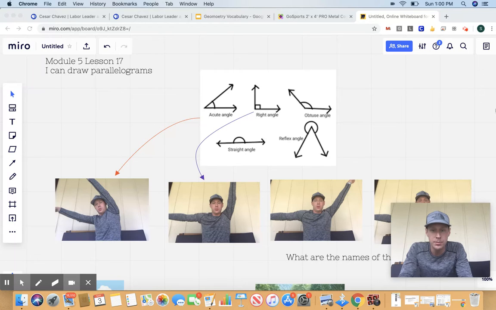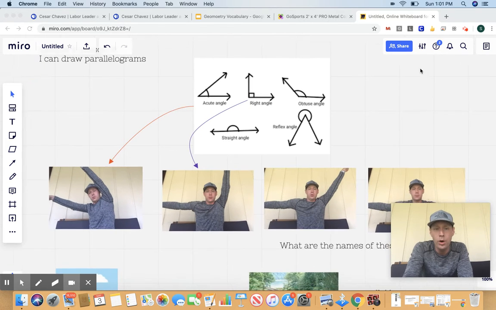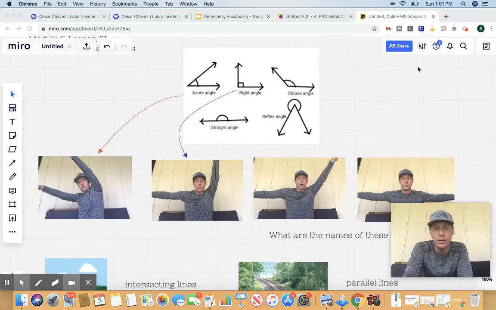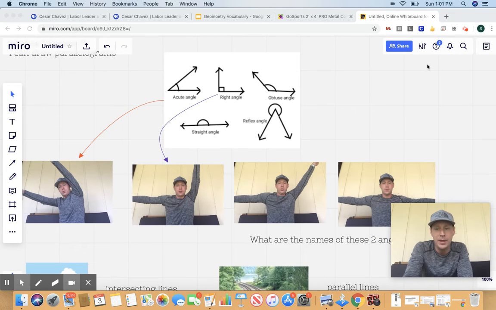There are a few terms that I think you ought to know. Some of them have to do with angles that you can actually show with your body. That's why you see 4 images of me right there making different angles. I have a picture of the angles up here that are labeled. An acute angle is a tiny little cute angle, and you need to say it like that so that you remember it too. A cute little angle is an angle that is less than 90 degrees.